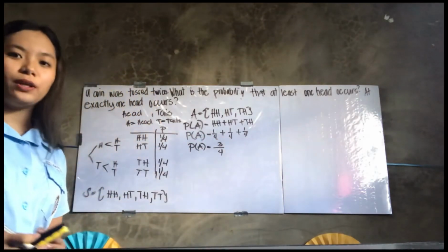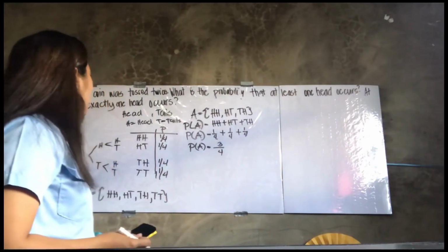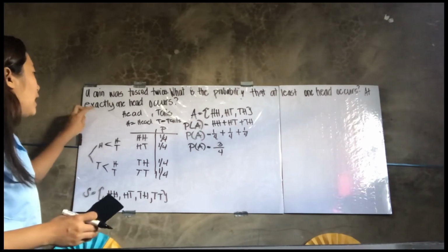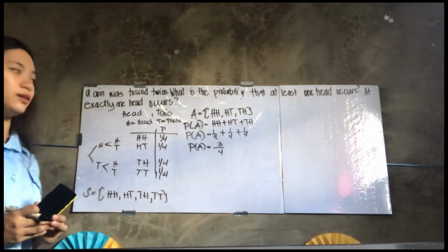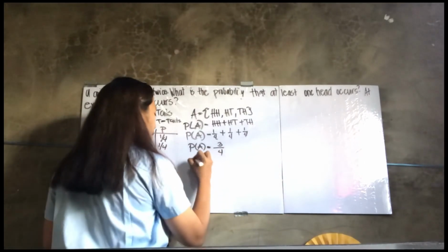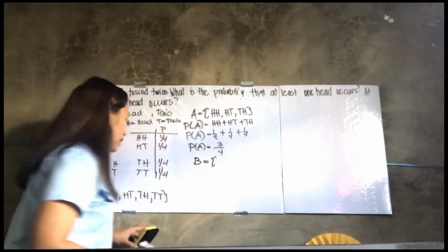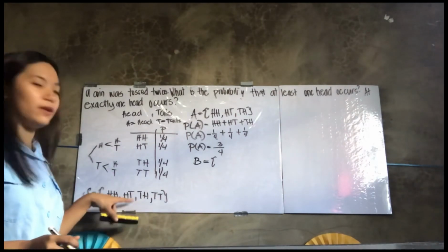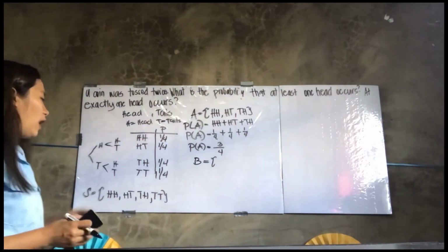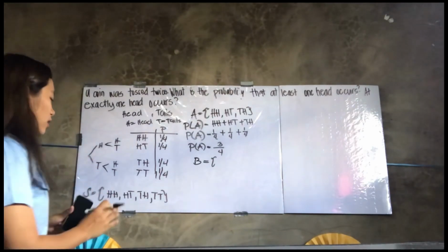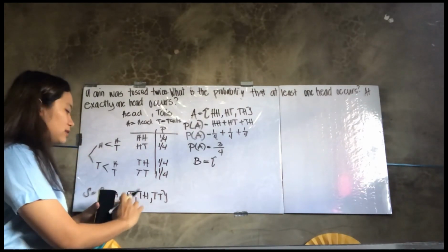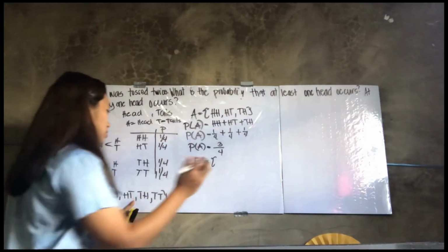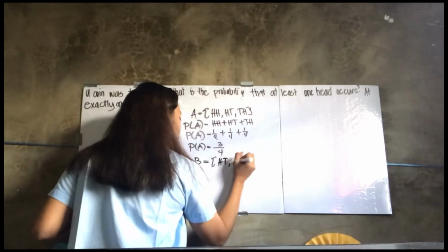Next, for the probability of an event B, we need to find the probability that exactly one head occurs. So, at B, we have only the sample spaces or outcomes of HT and TH. These two are different because at the first toss we can have H or head, and at the second toss we can have T. There is a difference between first toss and second toss. So we have HT and TH.